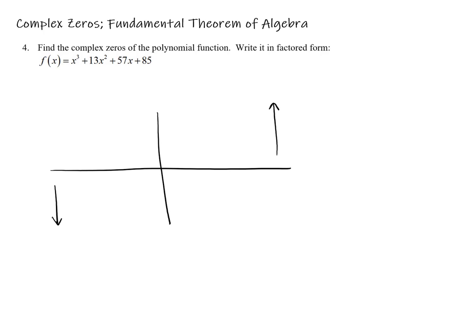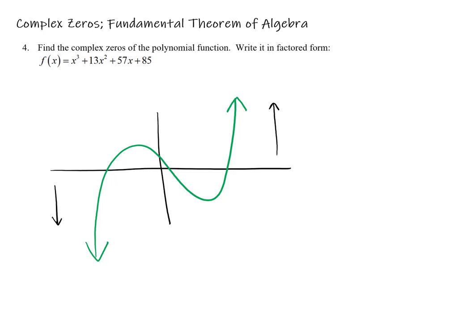Now, it might cross the x-axis going like this. In this case, we'd have only one real root, and we'd have 2 complex, strictly complex roots. But you also have the option of a different type of graph. So possibly the graph looks like this, where I might have 3 real zeros and no strictly complex zeros.